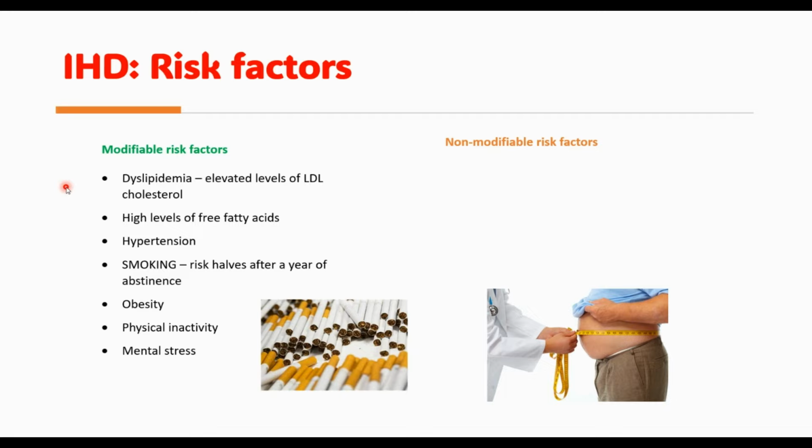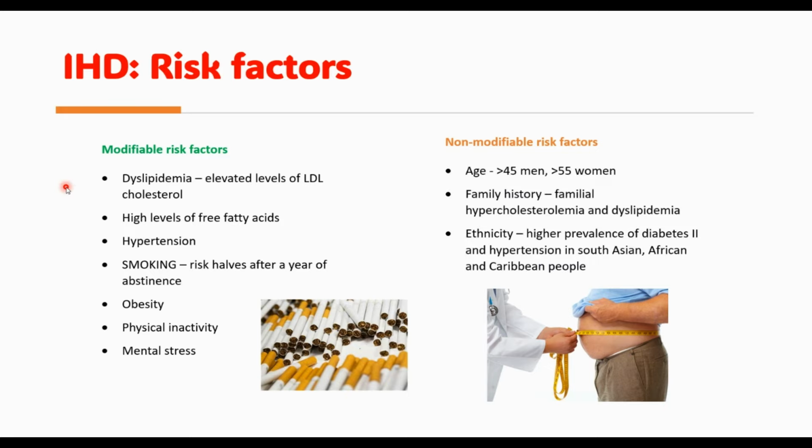hypertension, smoking. And smoking is the most important modifiable risk factor, because your risk of having a cardiovascular event halves after a year of stopping smoking. And then other factors include obesity, physical inactivity, and mental stress. So let's talk about some of the non-modifiable risk factors now.